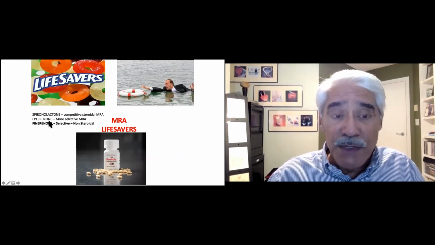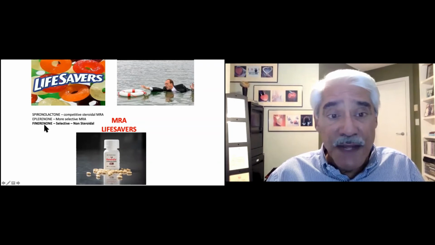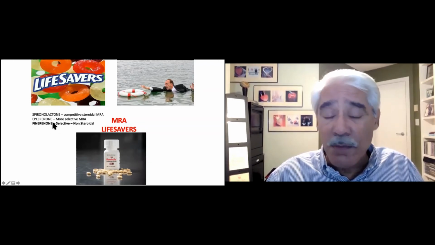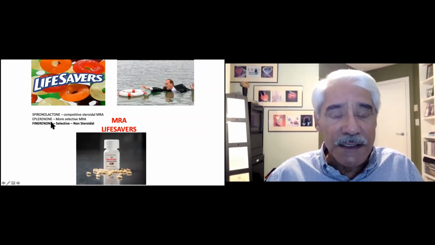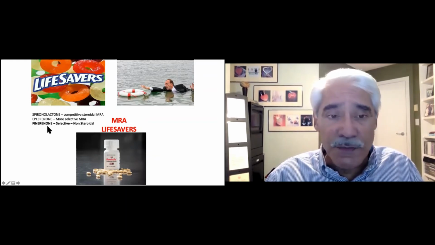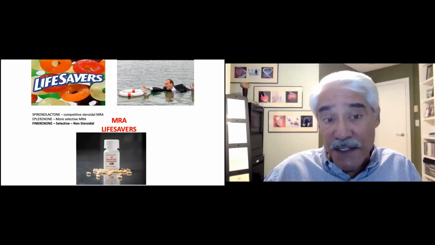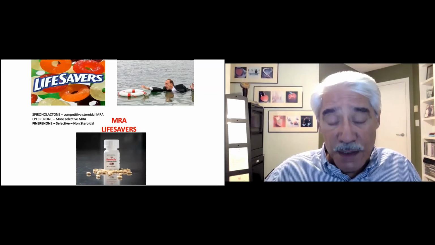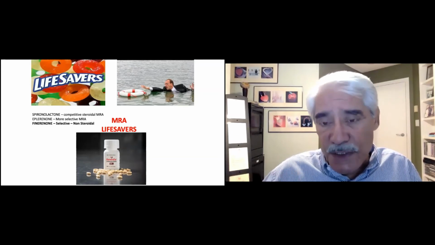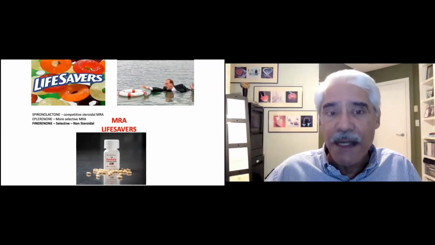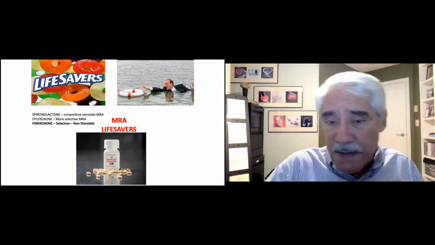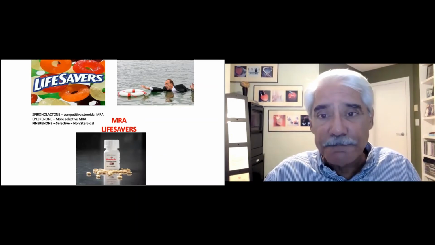And the newest kid on the block is finerenone, and you are going to hear a lot more about it in the next few years, because that's most likely going to be the aldosterone antagonist of choice, because it has been shown to be extremely beneficial when patients also have chronic renal disease or renal dysfunction at the same time, causes less hyperkalemia and has benefits of decreasing cardiovascular events.